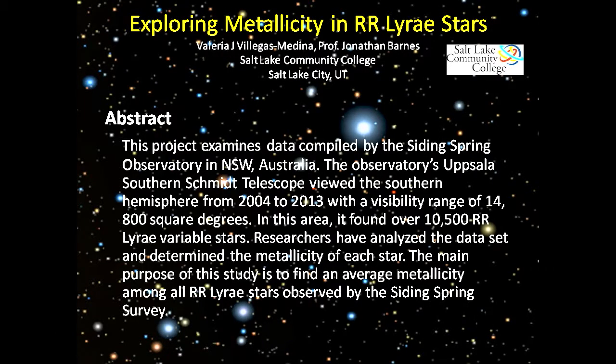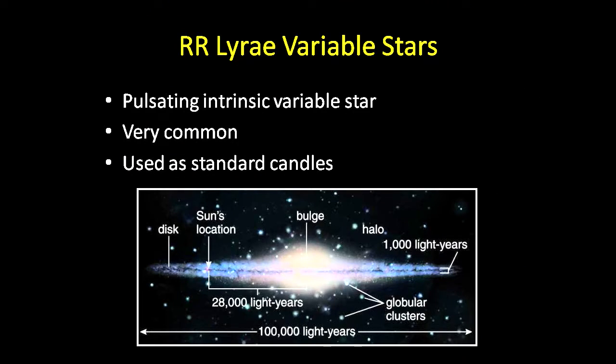So, what is an RR Lyrae star? It's classified as a pulsating intrinsic variable star. Variable because its brightness changes with a known period, typically 5 to 15 hours. Intrinsic because these changes in brightness are actually due to changes in the star itself, as opposed to a perceived change due to light bending or obstruction of some kind.